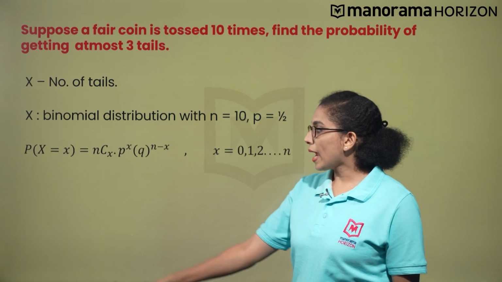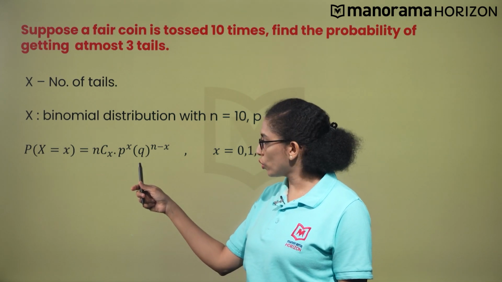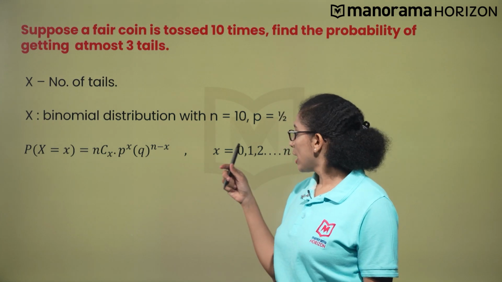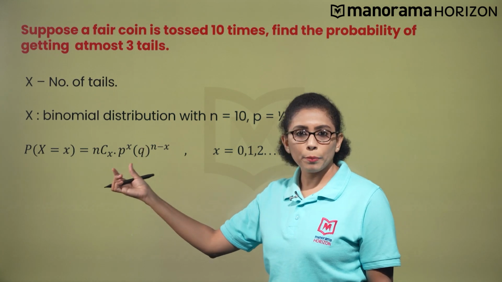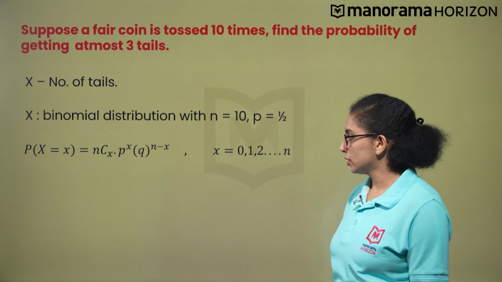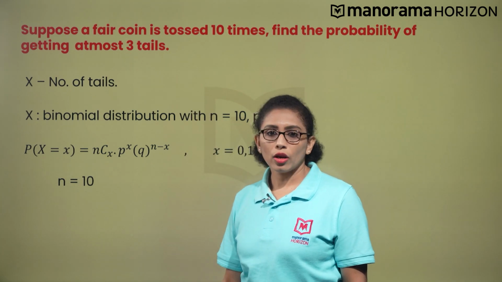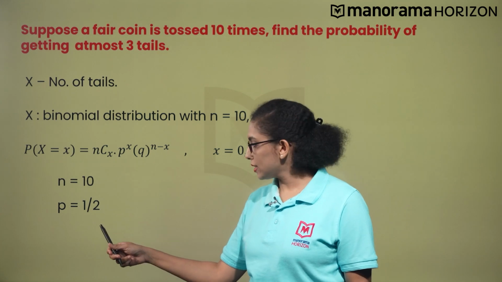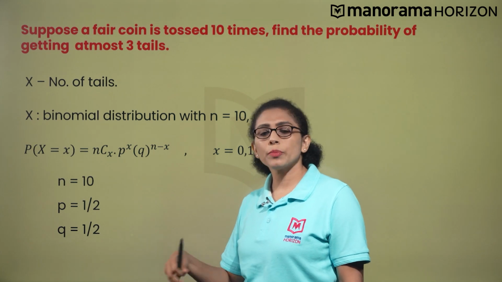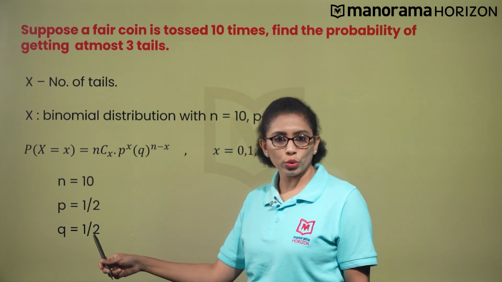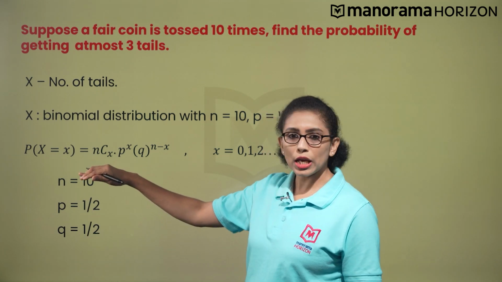Now, p of x is equal to nCx p raised to x into q raised to n minus x, where x is ranging from 0 to n. Now, what are the values of n, p and q? We have to find it. So, we know there are 10 trials, so n is equal to 10. Now, what is p? P is the probability of getting tail, that is half, 1 by 2. Now, what is q? Q is 1 minus p, or it's the probability of getting a head, that is 1 by 2 again. Now, put these values of n, p and q in this main equation.